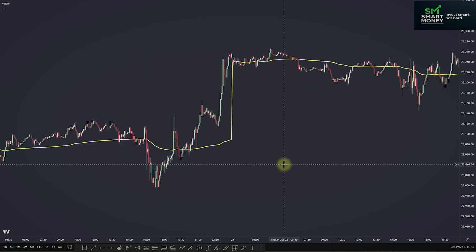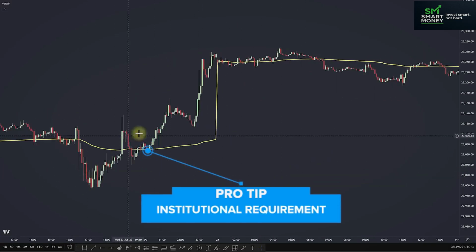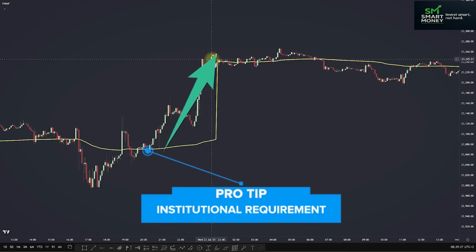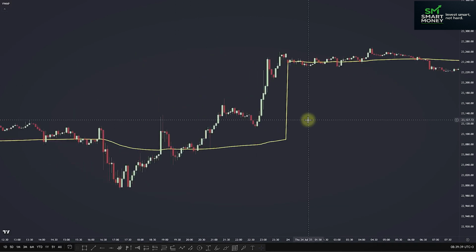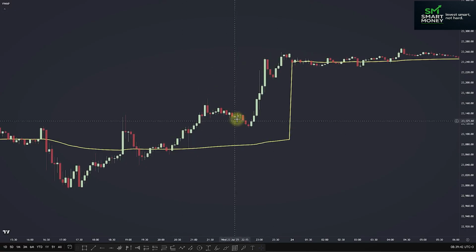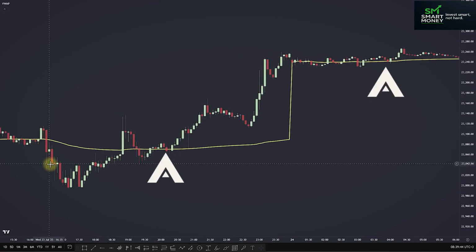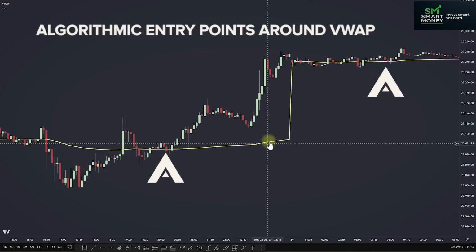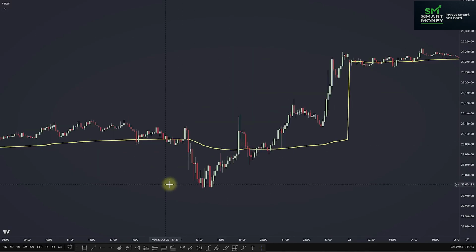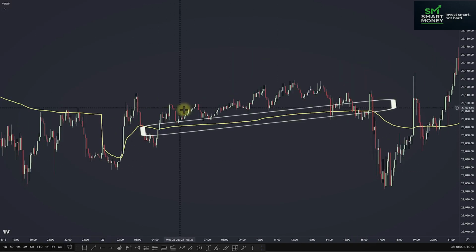The real secret is understanding that institutional traders must use VWAP. When a hedge fund needs to buy 1 million shares of Apple, they can't just market buy it all at once. That would spike the price and cost them millions extra. Instead, they use VWAP as their execution benchmark. Their algorithms are programmed to accumulate shares throughout the day, keeping their average price as close to VWAP as possible. This creates a gravitational pull that retail traders can exploit once they understand what's really happening.